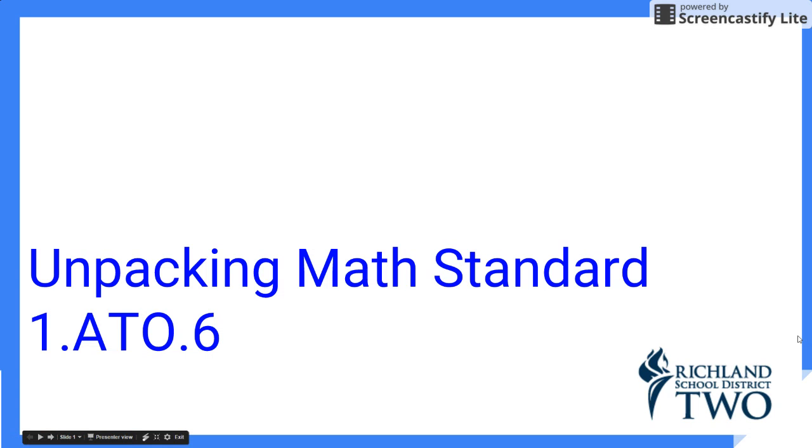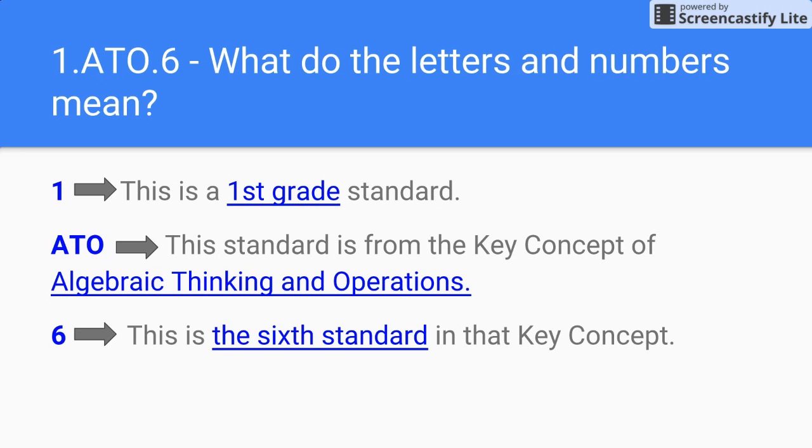This is Unpacking Math Standard 1 ATO 6. What do the letters and numbers mean in 1 ATO 6? The 1 means it's a first grade standard. The ATO means this standard is from the key concept of algebraic thinking and operations. And the 6 just means it's the 6th standard in that key concept.